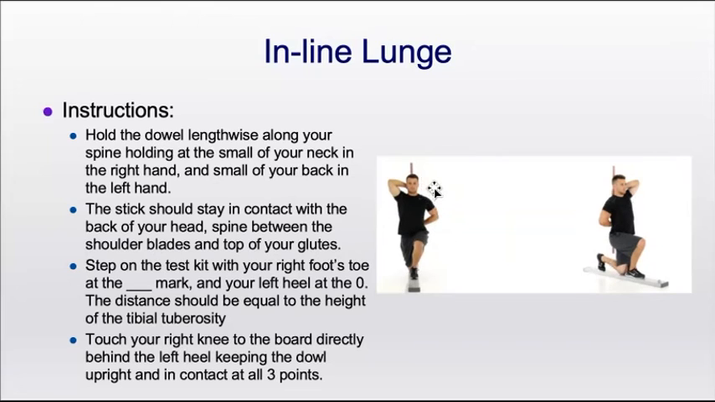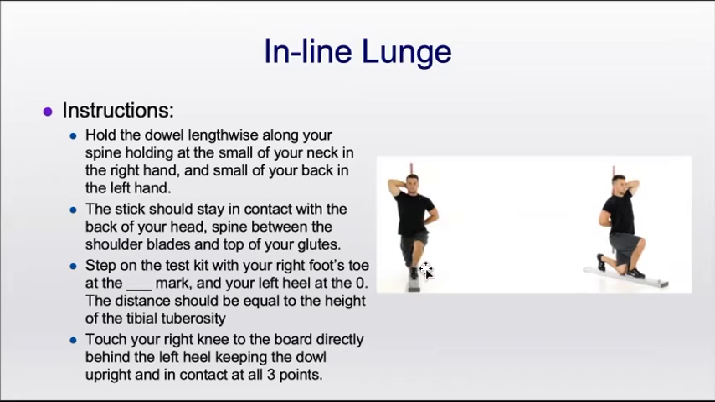But essentially, you grab the dowel at the base of your neck with your superior hand and in the small of your back with the inferior hand. So you're holding onto the dowel. That dowel needs to maintain contact with the back of your head, your thoracic spine between the shoulder blades, and the top of your buttock region. So in order to be successful within this movement, you need to maintain contact with the dowel, and the dowel needs to stay vertical the entire time through this movement.